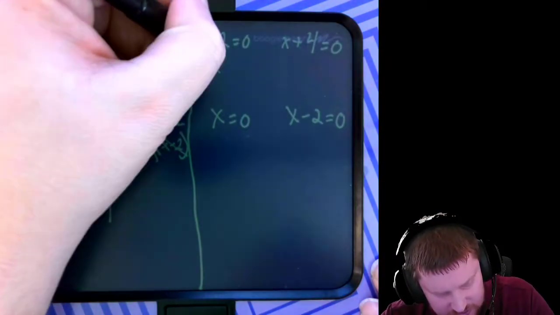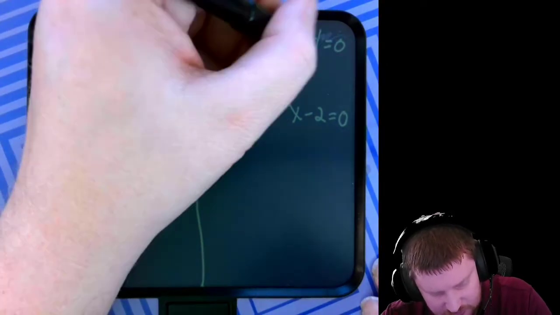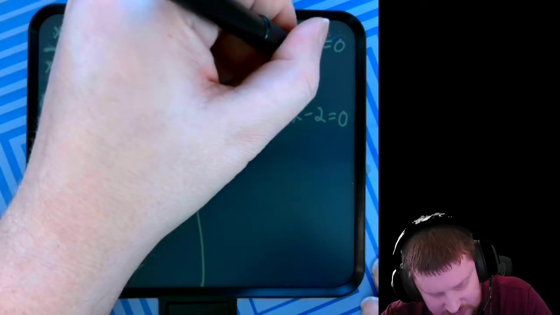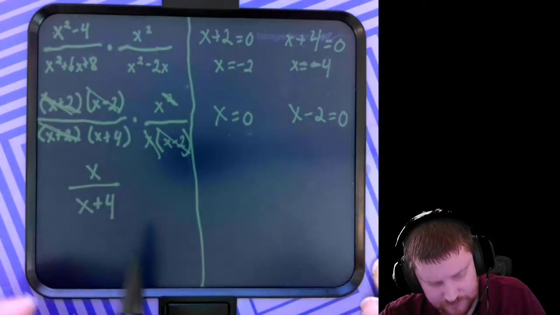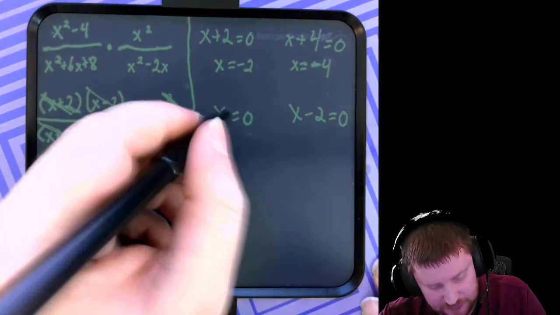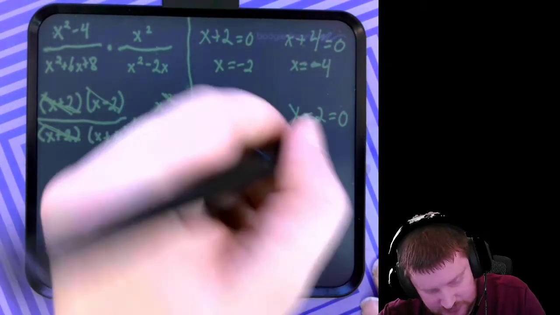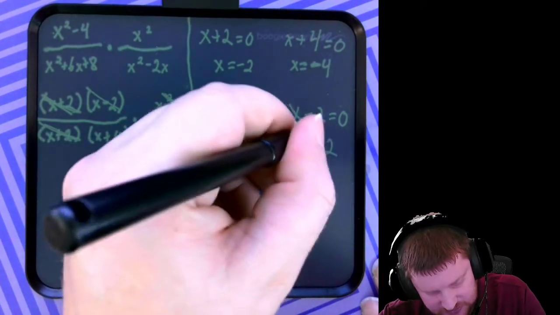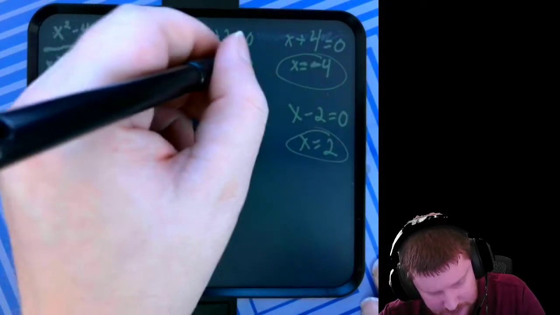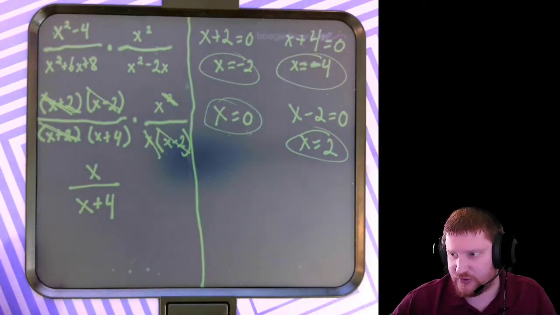X plus 2 becomes x equals negative 2. X plus 4 becomes x equals negative 4. X equals 0 is just x equals 0. And x minus 2 becomes x equals 2. So those are my 4 excluded values.